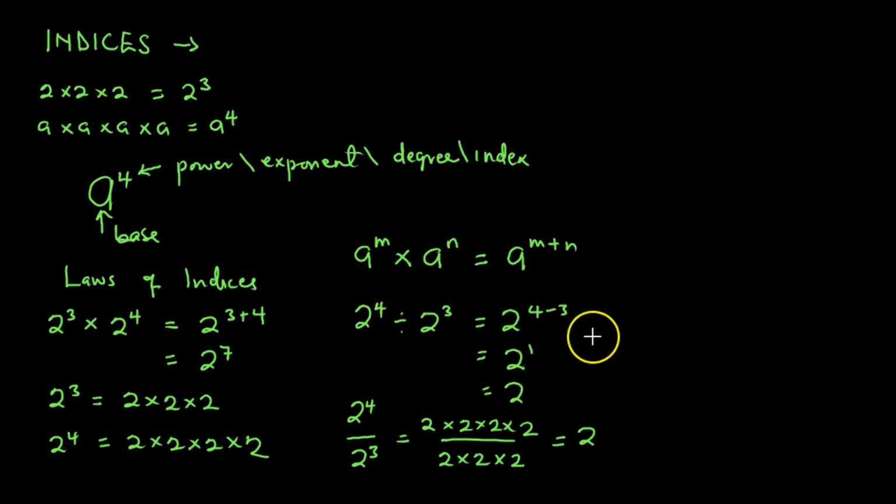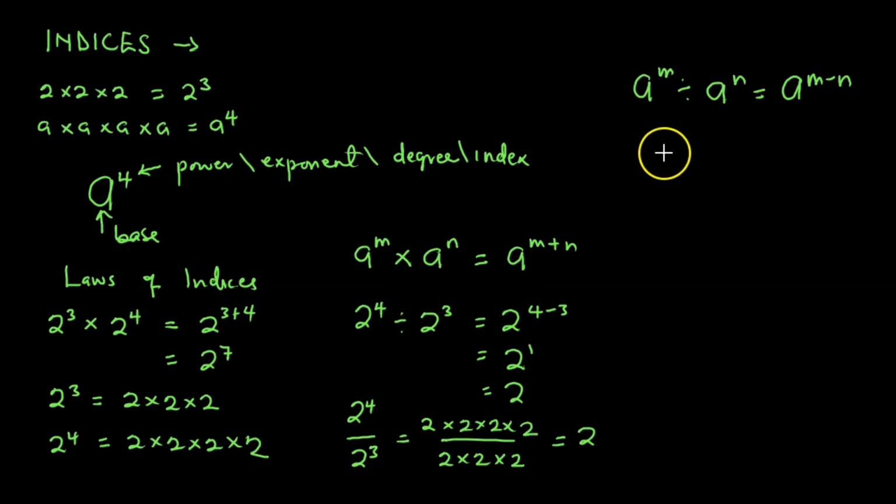So the next law we've established is that when I have any number to the power m divided by the same number to the power n, we can simplify it and write it as a to the power m minus n.